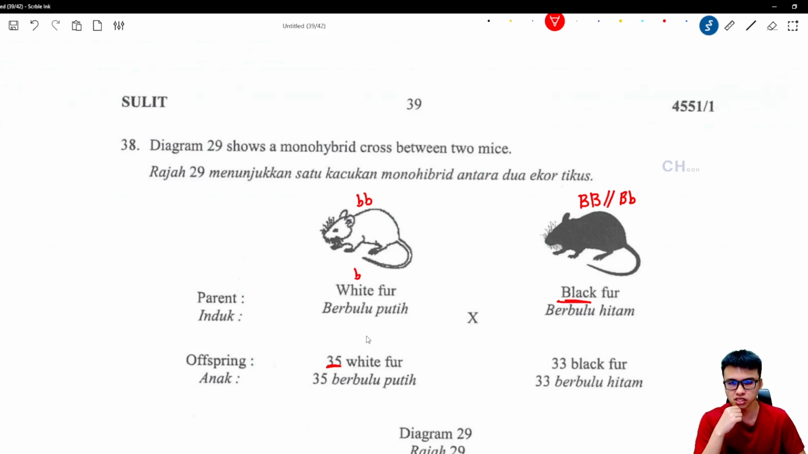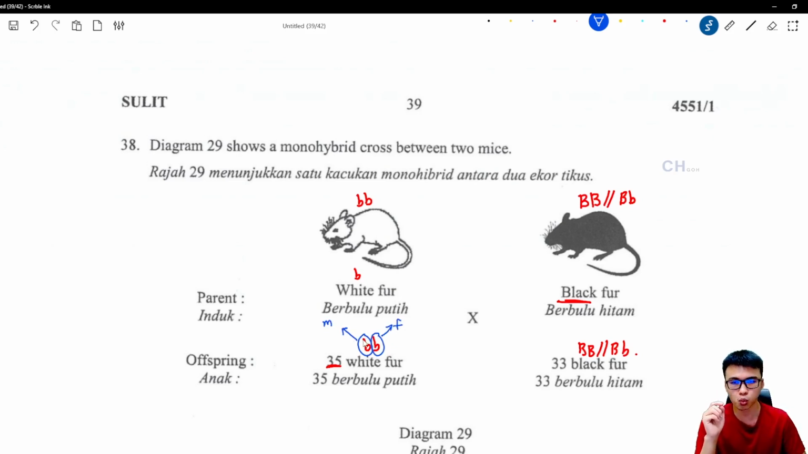So for the white fur, same like their parents, it must be 2 small b because it is recessive. But when it comes to the black fur, it must be either big B big B, or big B small b. Now the key points you guys need to focus on is the white fur one. One of the alleles is coming from the mother. Another allele is coming from the father.